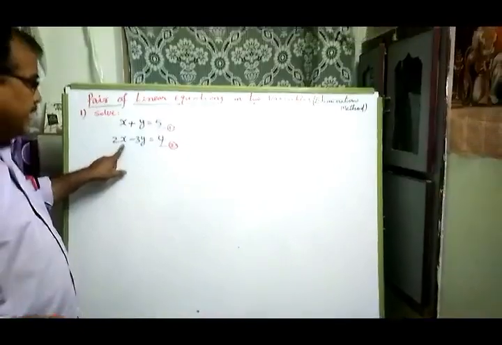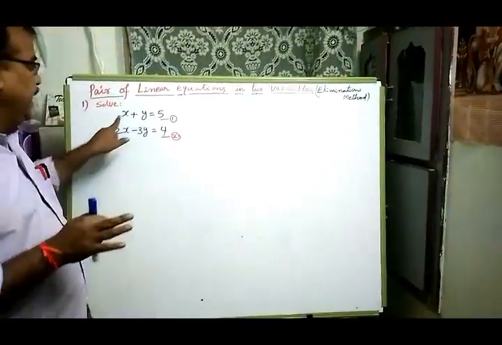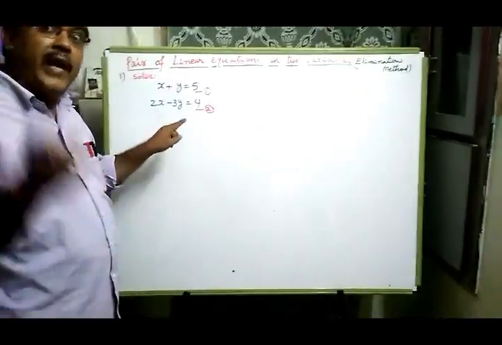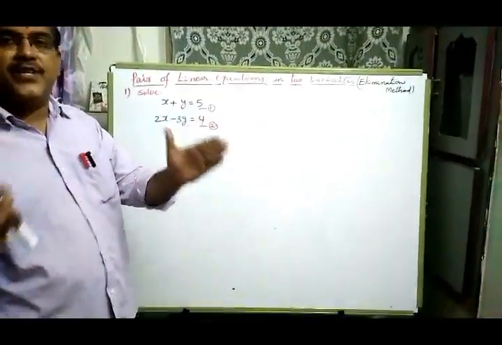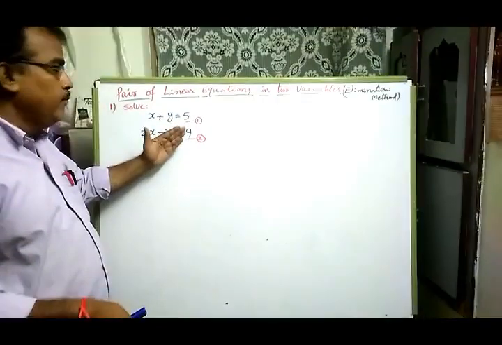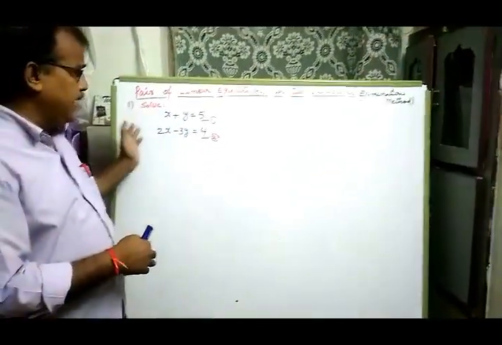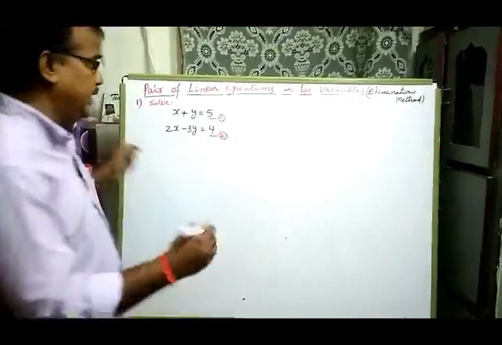Otherwise, look at x: here the coefficient of x is 1, and here the coefficient of x is 2. Then our elimination is very easy too. Either you can take y or x, no problem. Now how to do it? Listen.